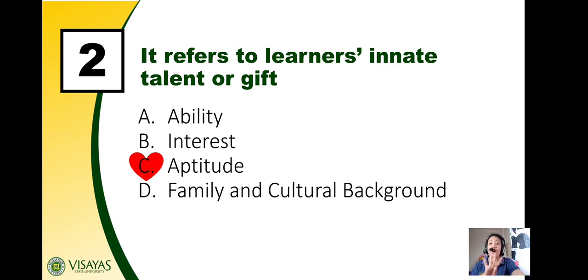By the way, the 4 are all contributors of diversity. So, hindi pwede na interest and family and cultural background. We only have 2 options. So, it's either A, ability, or letter C, aptitude. Kasi, more on talent tayo. More on talent yung pinag-uusapan natin. So, why not, class? Why not? Bakit kaya hindi ability yung naging sagot?